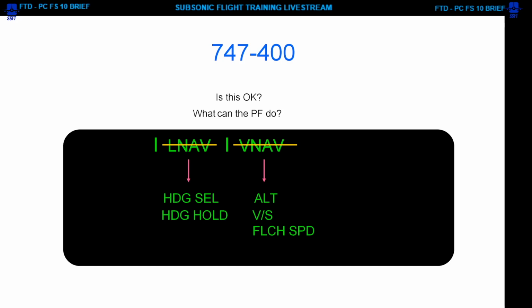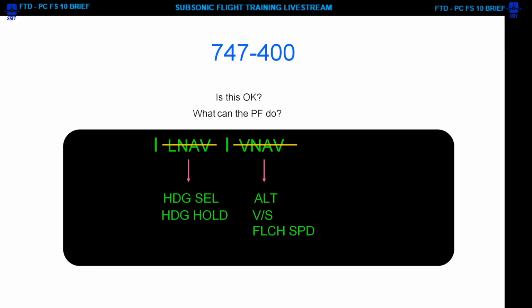Because before this, when you see this LNAV, VNAV with amber lines through it, it's in an attitude stabilizing mode. So all it does is hold your attitude, whatever you were in. If you're climbing, it'll hold that attitude. If you're descending, it'll hold that attitude. If you're in level flight, it'll hold that attitude. And then it's just going to kind of maintain the heading that you had prior to the degradation. And it's not really locked on to anything. So it's just kind of in this attitude stabilizing mode.